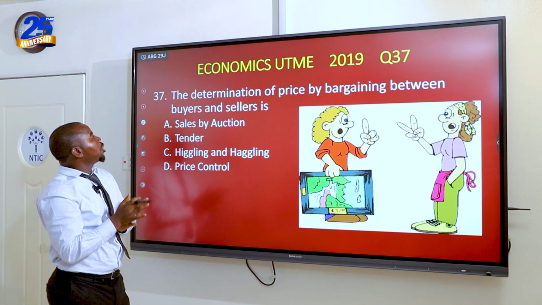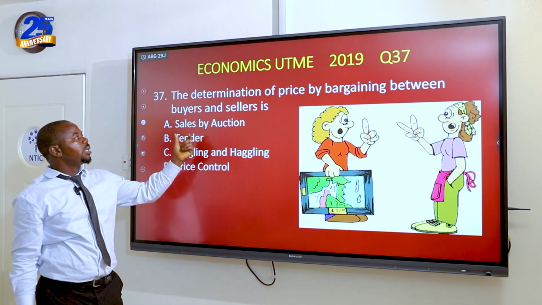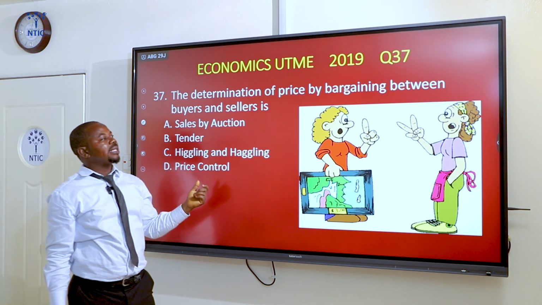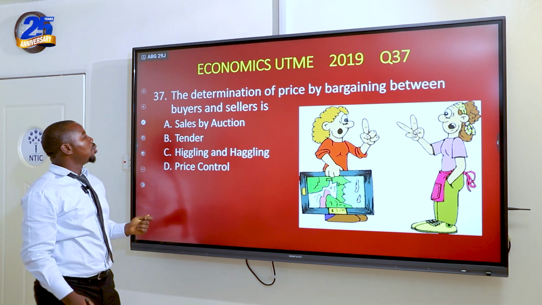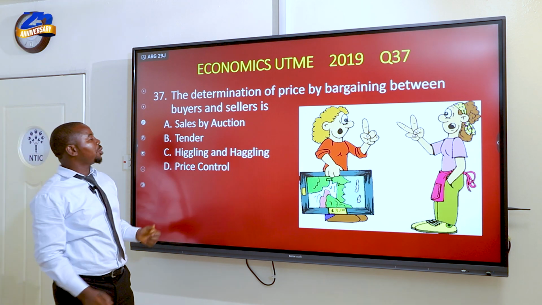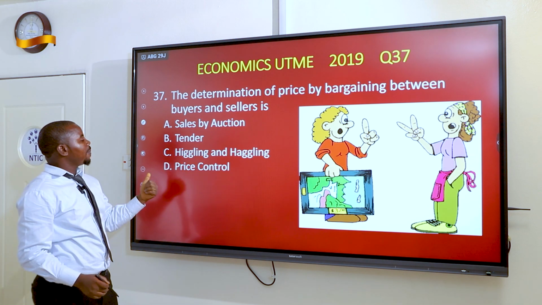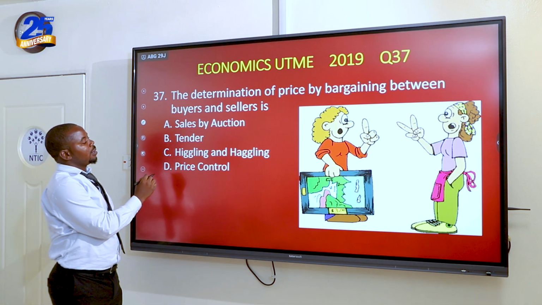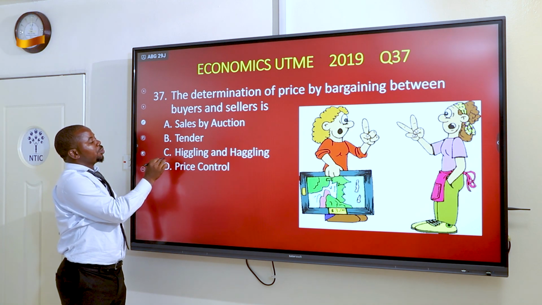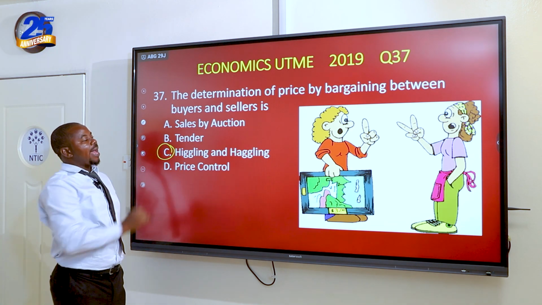Then we'll go to the next question, question 37. The determination of price by bargaining between the buyers and sellers is known as A, sales by auction, B, tender, C, higgling and haggling, and D, price control. The right option is higgling and haggling.